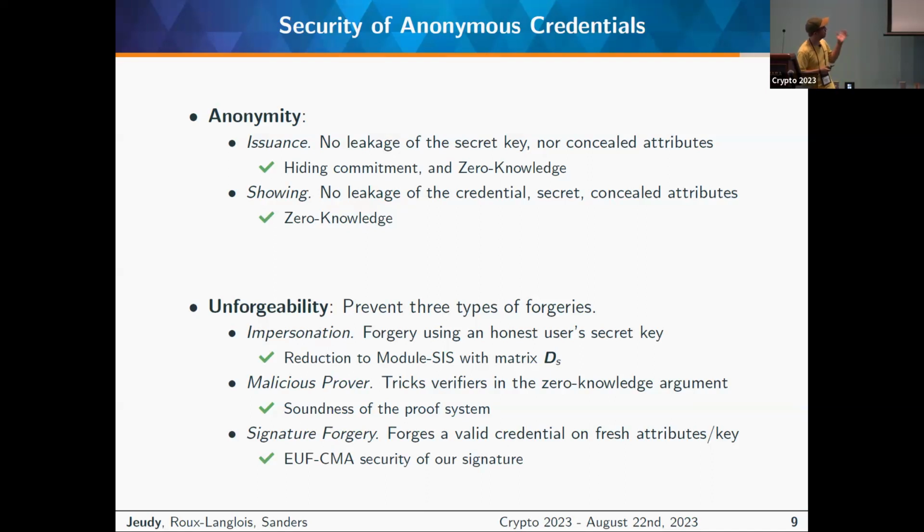And lastly, for unforgeability, we need to prevent ourselves from 3 types of forgeries. The first one I'm not going to talk about because it's in the details that I decided to omit. Second one is against malicious provers, where the attacker would try to trick the verifiers in the zero knowledge argument, but based on the soundness of the proof system, this only happens with negligible probability. And finally, we have, of course, fresh signature forgeries, but based on the EUF-CMA security of the signature scheme, which is reduced to module SIS, this does not happen either.